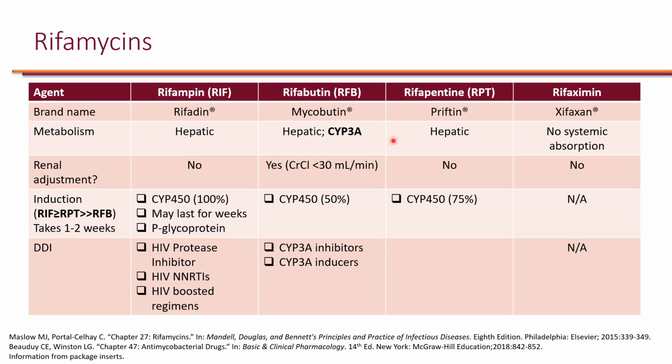Now, when we compare the three of them, rifampin is a very strong, potent inducer of CYP enzymes, including CYP 2C9, 2C19, 2D6, and 3A4. And this induction typically takes about 1 to 2 weeks to kick in. So it takes about 1 to 2 weeks for these CYP enzymes to be overproduced. And then upon discontinuation of rifamycins, it typically takes 2 weeks for this induction to wane away.